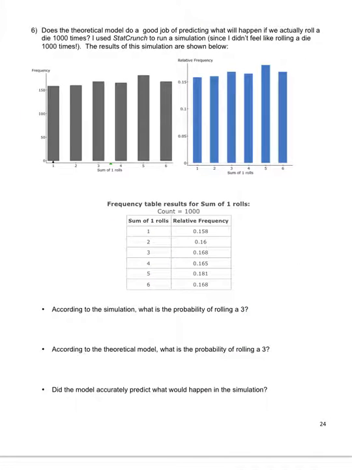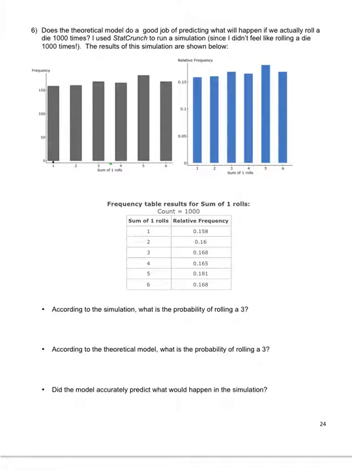Okay, so number 6, does a theoretical model do a good job of predicting what will happen if we actually roll a die 1,000 times? So I used StatCrunch to run a simulation, since I didn't feel like rolling a die 1,000 times. The results of the simulation are shown below.